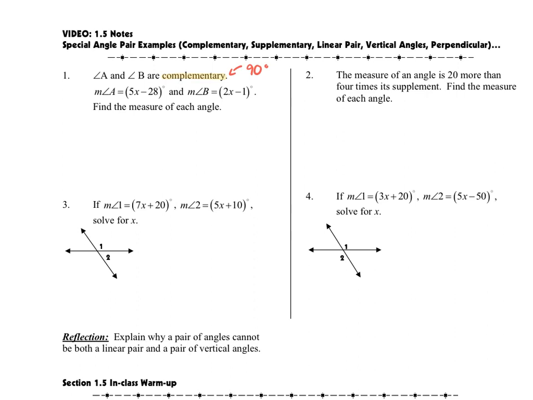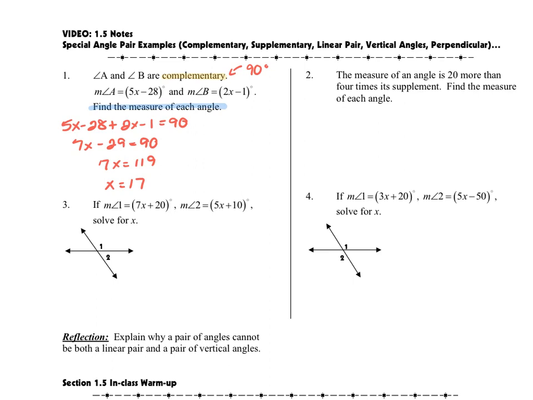So we're going to jump straight into that algebra. We're going to have our 5x minus 28 plus our 2x minus 1 equals our 90. Gives us our 7x minus 29 equals 90. 7x equals 119. And we're given then that x is 17. We're not quite done with the problem though, because as we've been emphasizing, we always have to read what it asks us to find, and this one wants us to find the measure of each angle.